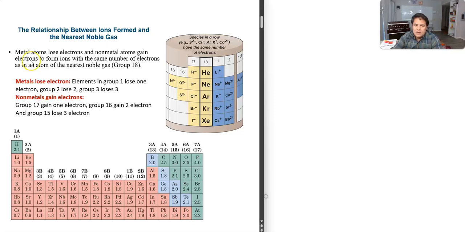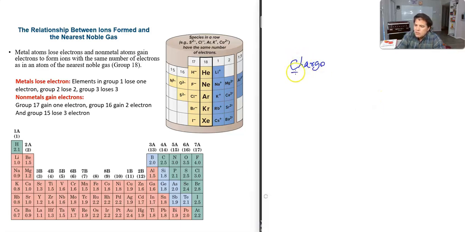Now, before going to covalent and ionic bonds according to the electronegativity difference, let's see something more. That is the charge of an atom. How much charge? What could be the charge? On the basis of the inert gas or the noble gas, we can predict how much charge an atom can have.